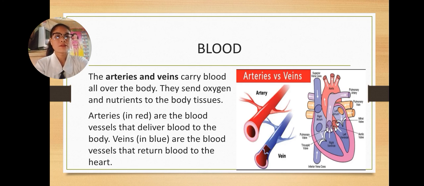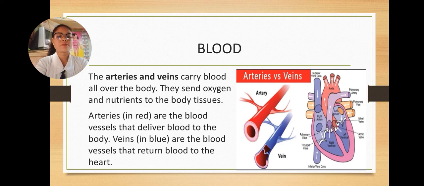Next is the arteries and veins. They carry blood all over the body. They send oxygen and nutrients to the body tissues. Arteries, in red, are the blood vessels that deliver blood to the body. Veins, in blue, are the blood vessels that return blood to the heart. Arteries and veins are also called blood vessels.